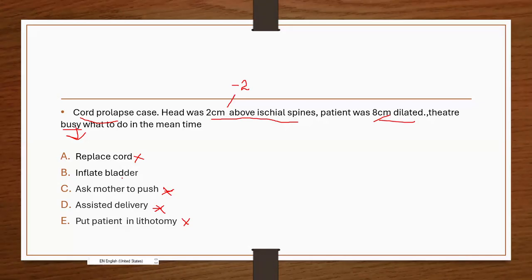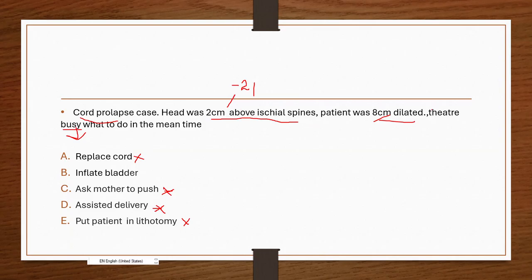But here, the patient is only 8 centimeters dilated. See, the station is -2. The baby has a long way to go. You can't allow this to happen slowly, because you can't deliver immediately. Here, the immediate delivery option would be going for a cesarean section or a surgical option, because you can't go for natural labor with this condition.